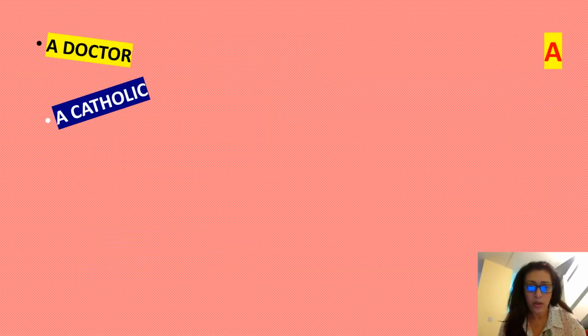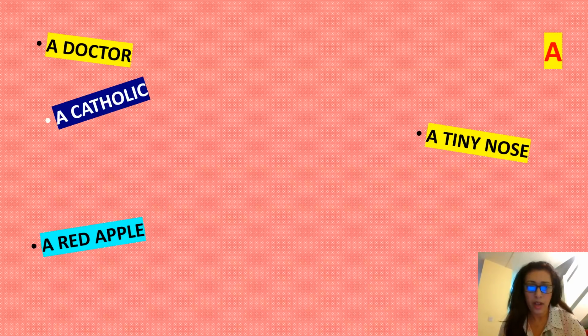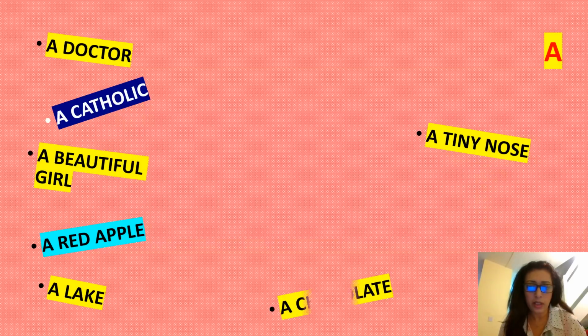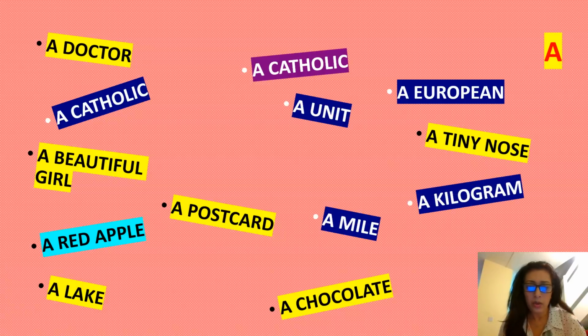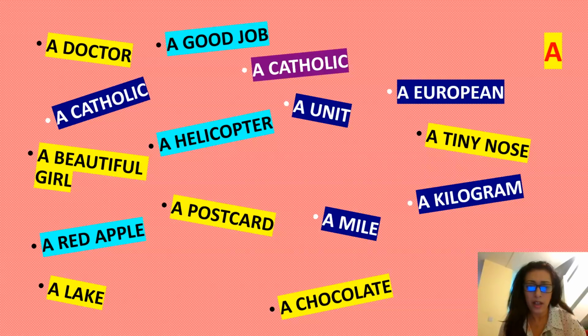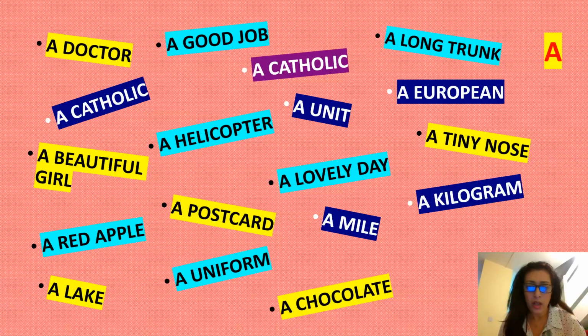Now let's take a look at a couple of examples of a. So here, a doctor, a Catholic, a beautiful girl, a tiny nose, a red apple, a lake, a chocolate, a postcard, a European, a unit, a kilogram, a mile, a helicopter, a good job, a long trunk, a lovely day, a uniform.